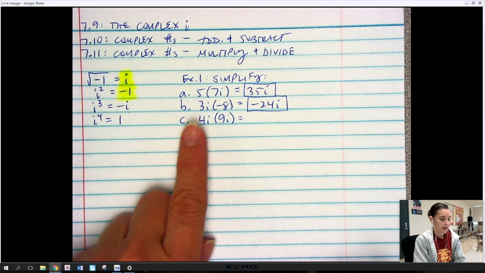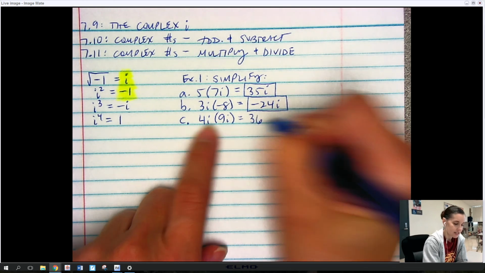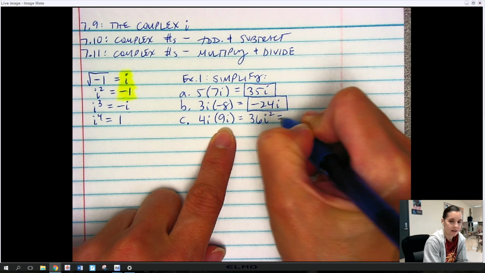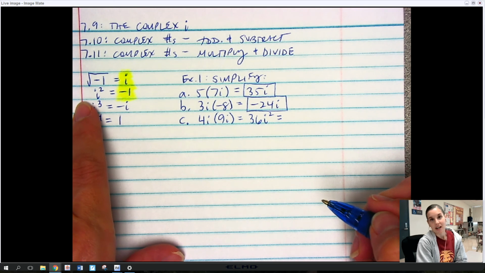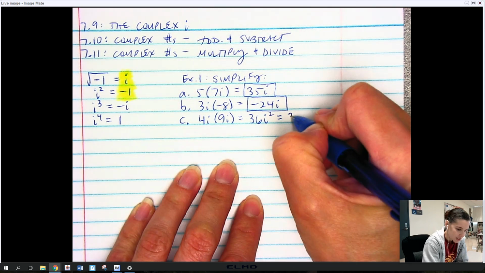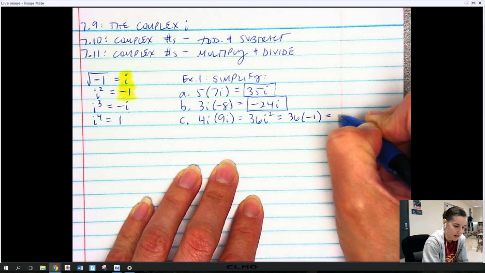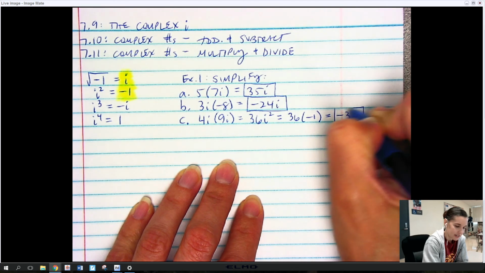Part C, say I have a 4i times a 9i. Okay, so when I multiply, the 4 times 9 is 36. i times i is an i squared. And as we have over here, an i squared is the same as a -1. So that's 36 times a -1. So my answer would be -36.